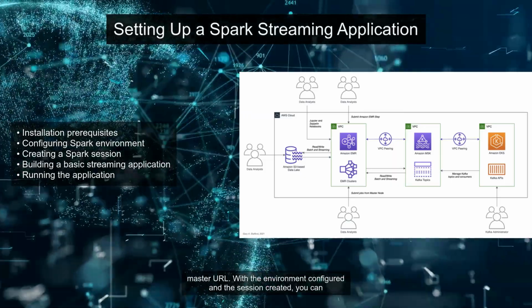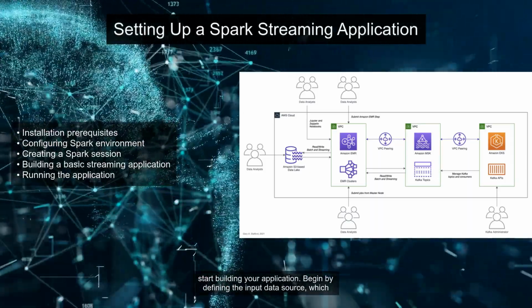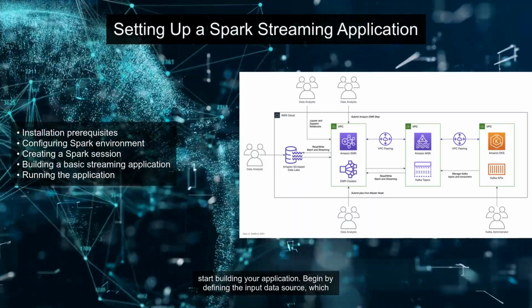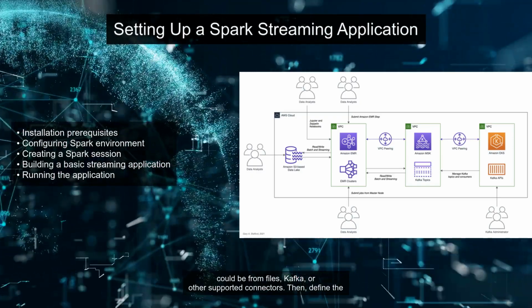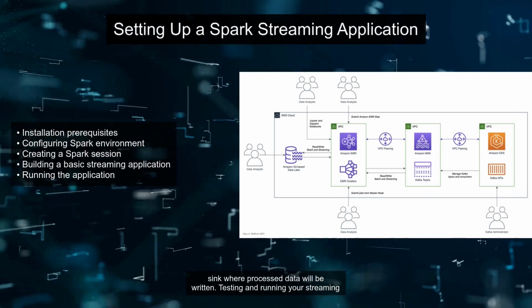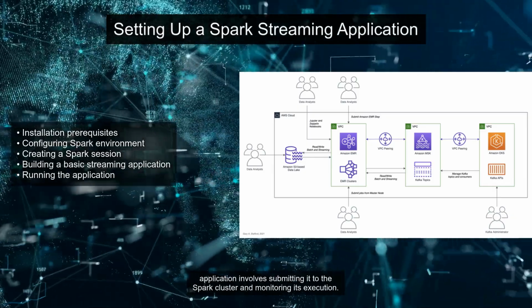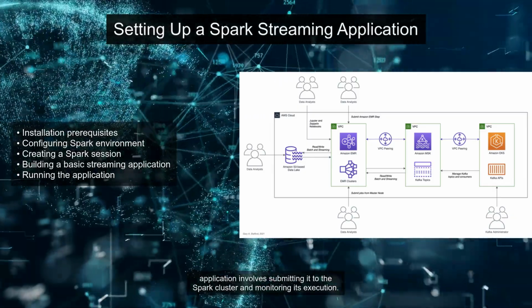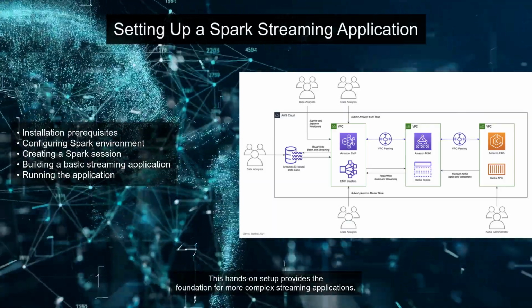With the environment configured and the session created, you can start building your application. Begin by defining the input data source, which could be from files, Kafka, or other supported connectors. Then, define the transformations and actions needed to process the data. Finally, specify the output sink where processed data will be written. Testing and running your streaming application involves submitting it to the Spark cluster and monitoring its execution. This hands-on setup provides the foundation for more complex streaming applications.